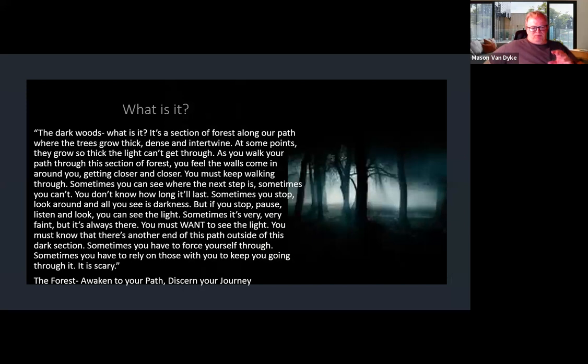So I took this out of the book. The dark forest, this is where trees grow thick and dense. They intertwine. They're wrapping around you. They're getting so thick as you walk through, the light disappears. It gets dark. You may not see the next step. But if you take time to pause and look, there's always a light there, but it may be very, very dim. And that's what this is about.